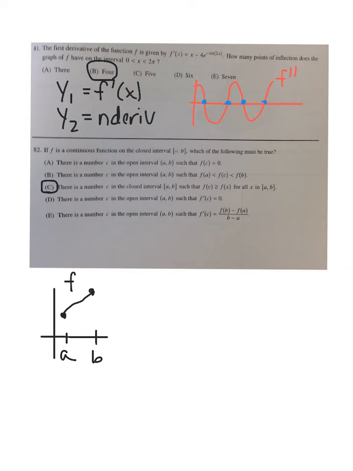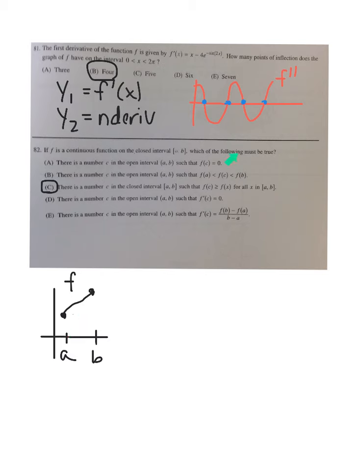So I just started with that, and if I look at choice A, it says there's a number C in the open interval from A to B where f of C, in other words, the y value at C, has to be equal to 0. Okay, so they're telling you here essentially that C is going to be inside this, in other words, in between. So if C is somewhere in here, this is saying its y value would have to be 0. Well, that's clearly not the case for my picture. Let's say C is right here. Its y value is all the way up here, not at 0.